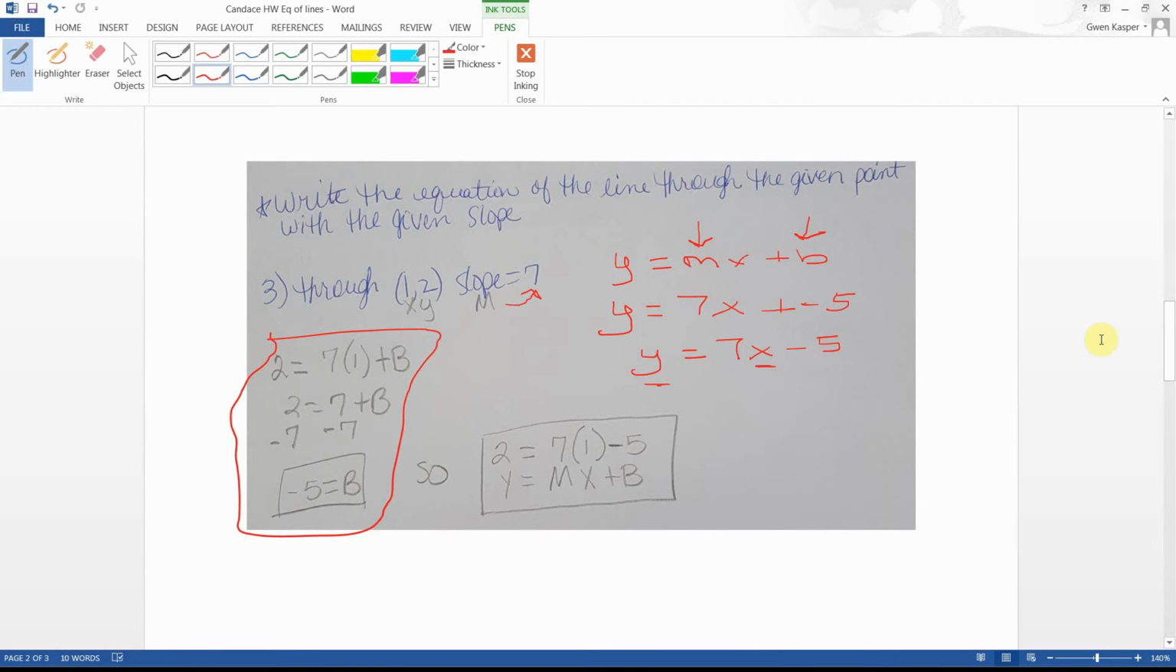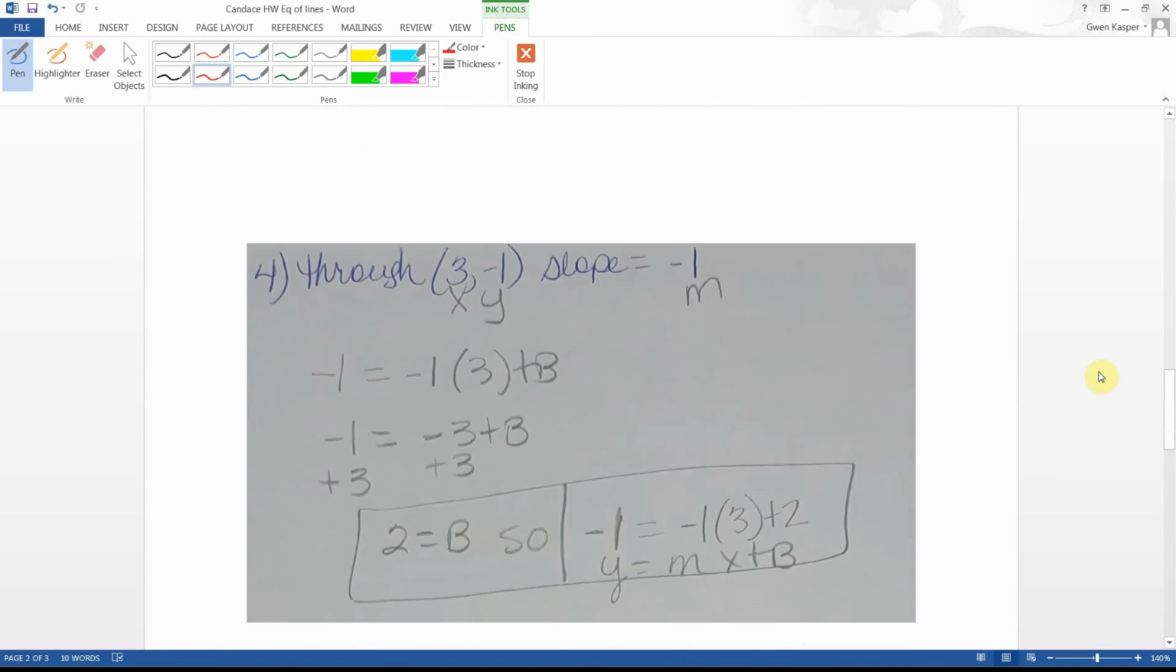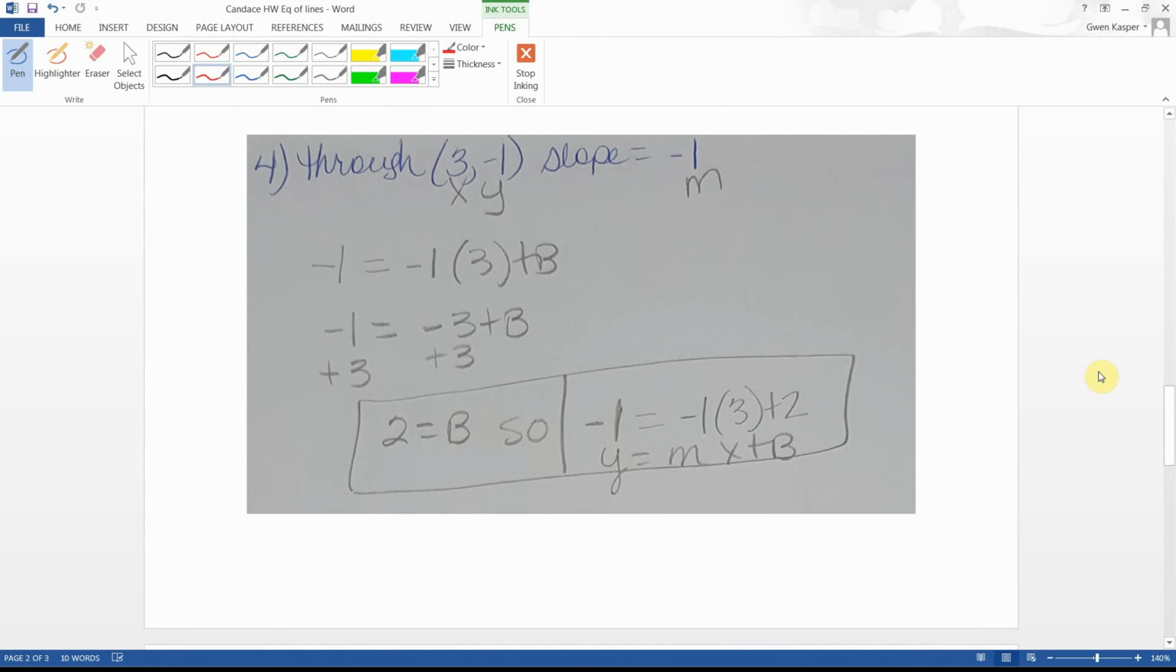And that's the same thing on the next one. You did all the math right. You just didn't put it back in the equation. Okay, so for this one, you found out that b was 2. You did that correctly. You took the equation y equals mx plus b. You put the point in for x and y, and you put negative 1 in for the slope, and you solved it for b, which was correct.